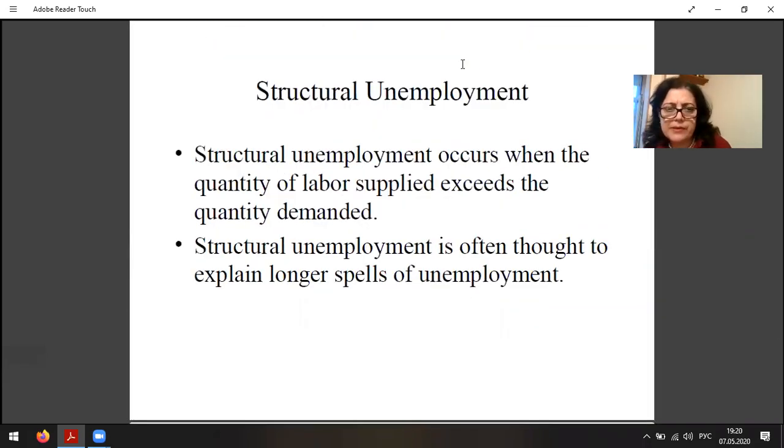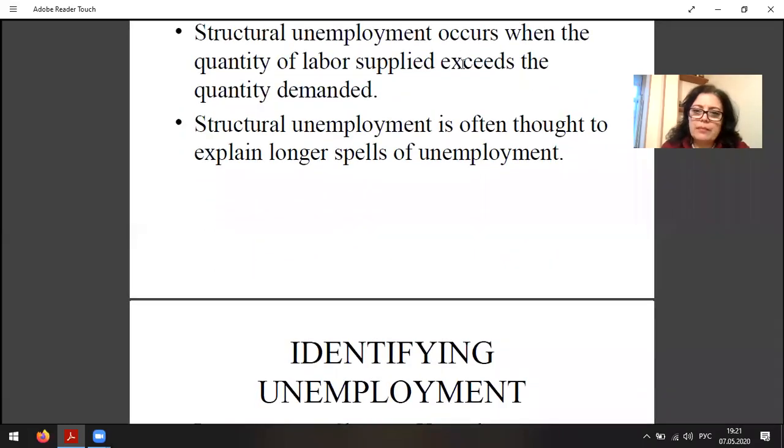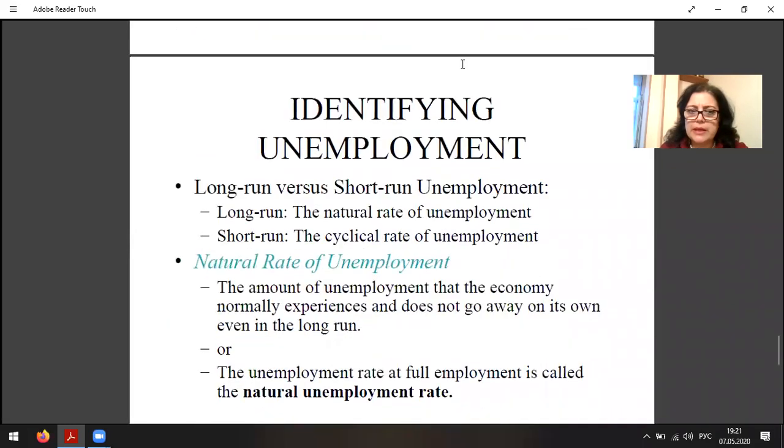Okay, some features of structural unemployment. As I mentioned before, structural unemployment occurs when the labor supplied, or quantity of labor supplied, exceeds the demand for labor, or quantity demanded. Structural unemployment is often thought to explain longer spells of unemployment, and I think that we need to go to identifying the unemployment. Okay, that's something new, the natural rate of unemployment.